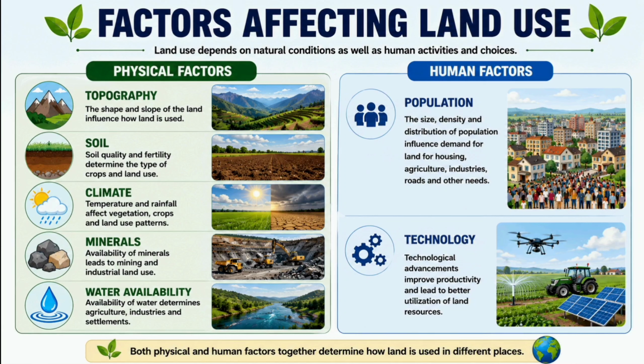Human factors. Population, the size, density and distribution of population, influences demand for land for housing, agriculture, industries, roads and other needs. Technology: technological advancements improve productivity and lead to better utilization of land resources. Both physical and human factors together determine how land is used in different places.